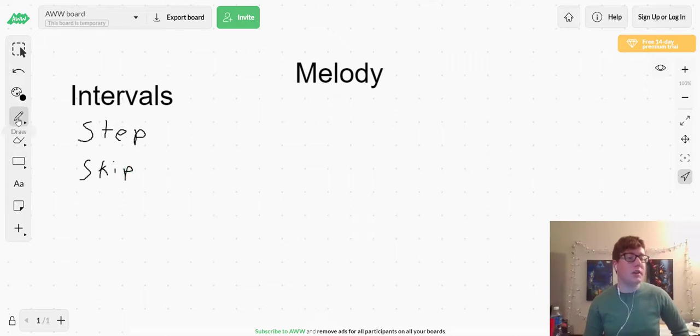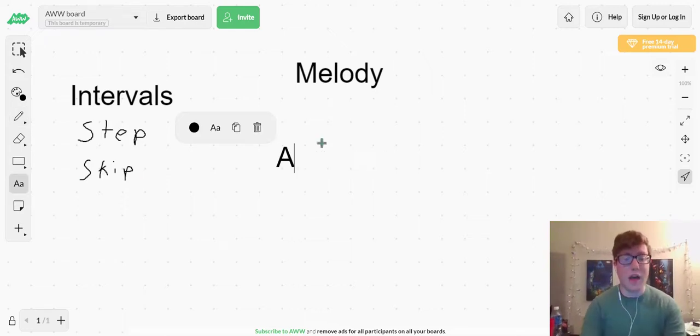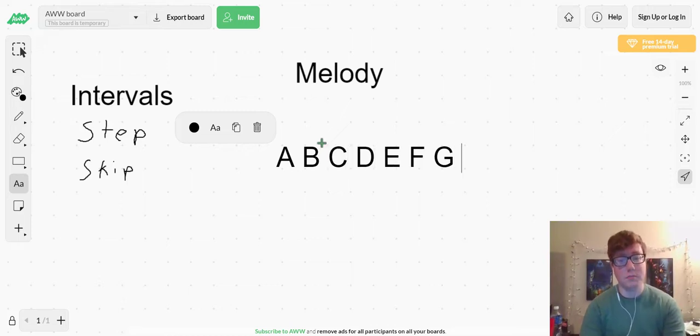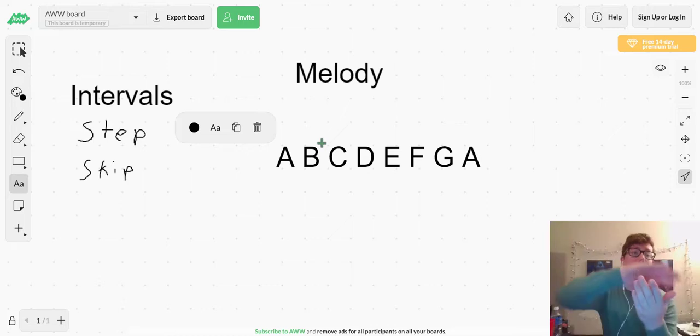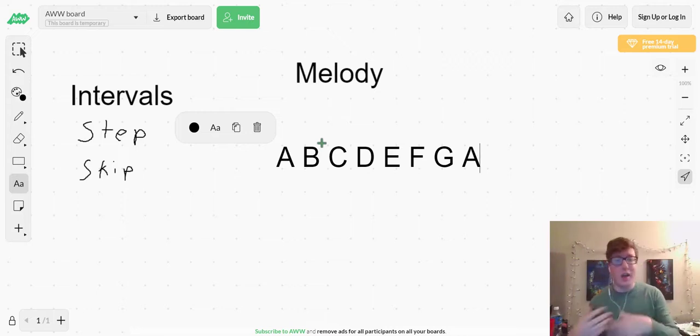Step is pretty easy, whereas skip is a little bit more complicated. Either way, though, they use our musical alphabet, which goes A, B, C, D, E, F, G, and then it goes right back around to A again. And it can keep on going as long as we need. So it could be A, B, C, D, E, F, G, A, B, C, D, E, F, G, A, B, C, D, E, F, G, however long we need it to be.